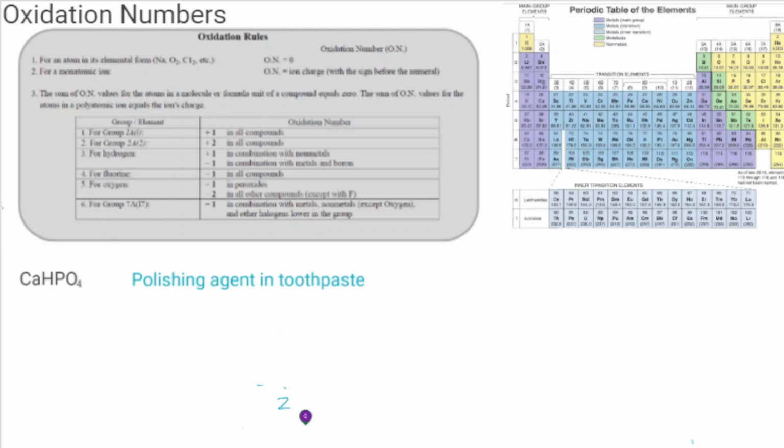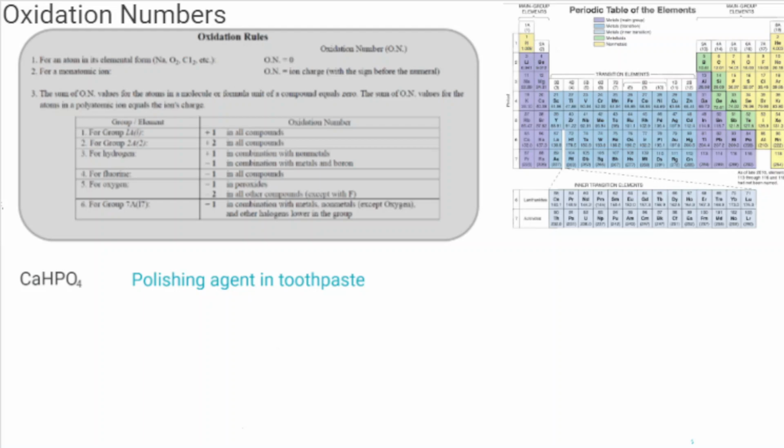And we're going to look at dicalcium phosphate. This is often used as a polishing agent in toothpaste and is sometimes used as a food additive. So we can go down our rules here and say, all right, do we have anything in group 1? We do have hydrogen, but hydrogen has its own set of rules, so we're going to leave that one alone for now.